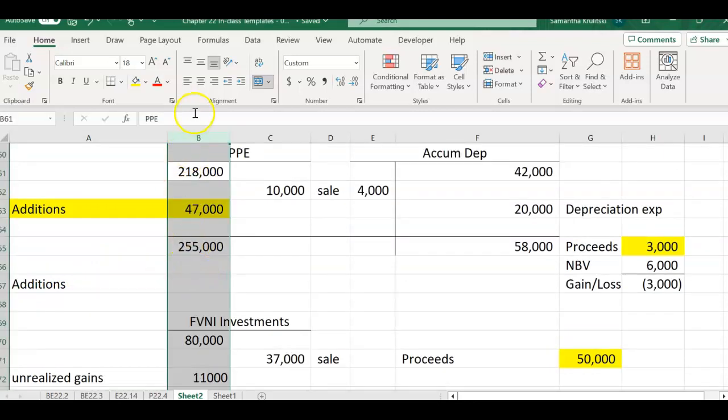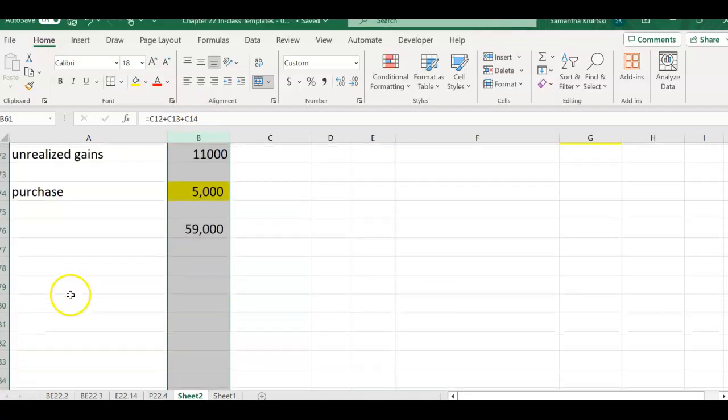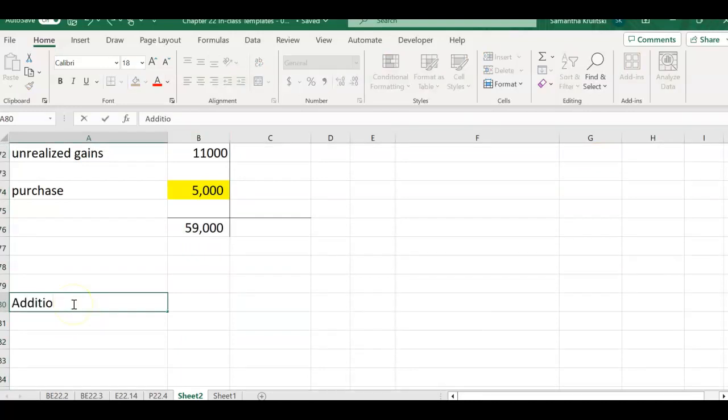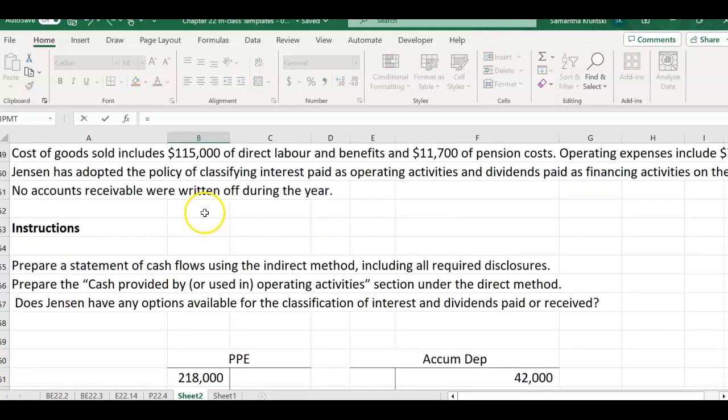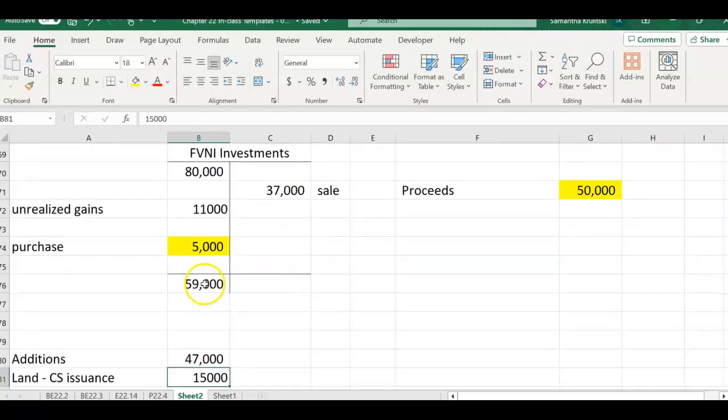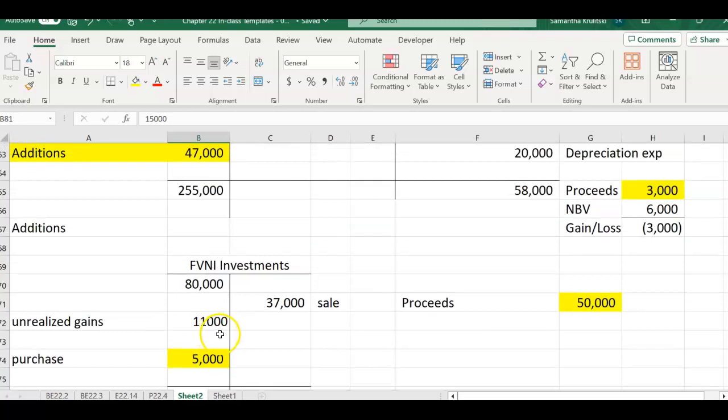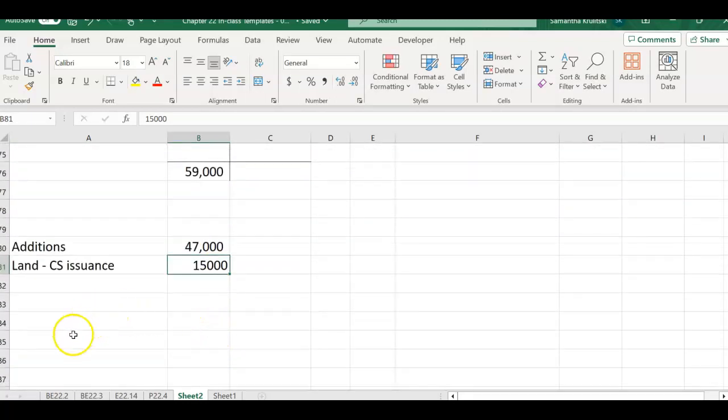Just going to add a little column in here. Oops, where am I? So I'm going to come down here and just have a little more space. Additions. So I know land for common share issuance was $15,000. Okay, I know I've got a total of additions of $47,000 right here. Okay, so I need to go account for, are there any other non-cash items that are affecting my PP&E? So I'm going to go continue to look.